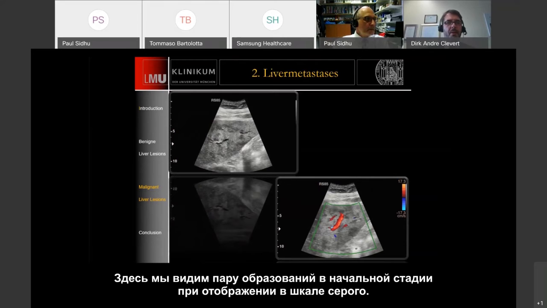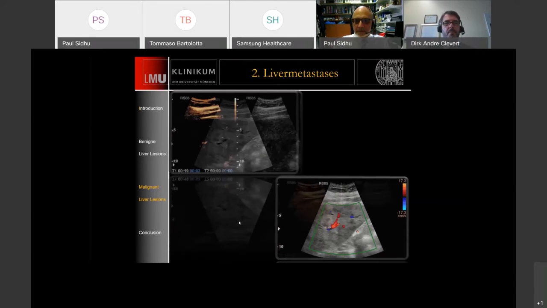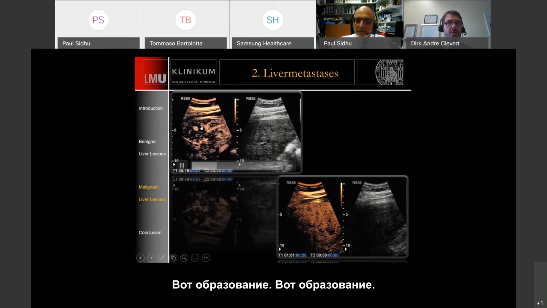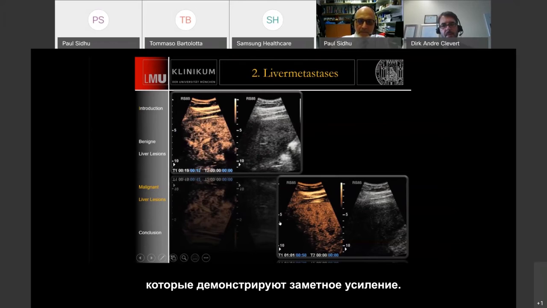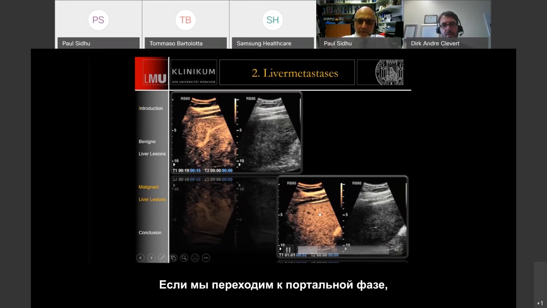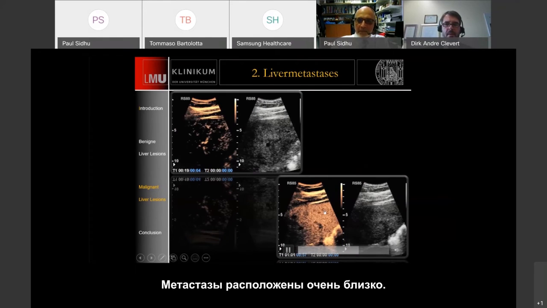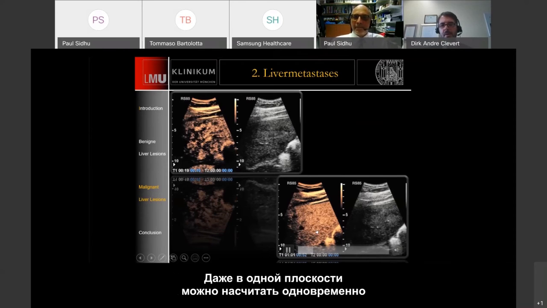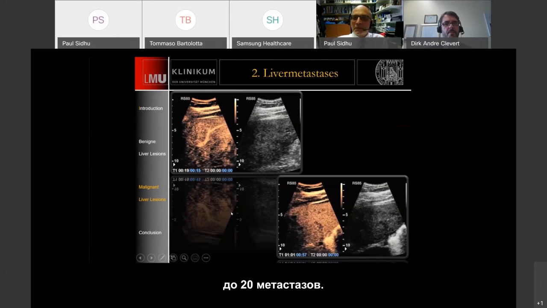Also here we find a couple of hyperechoic lesions in the grayscale. They have no major vessels in the color Doppler, as we've seen here. Once we inject, we see a couple of spots. There's a lesion, there's a lesion. So we see at least 5 or 6 liver mets show up with strong enhancement. And if you go to the portovenous phase, you see plenty of liver mets, unfortunately. Very close liver mets. Sometimes they are less than 1 centimeter, 5 or 6 millimeters, as we've seen here. Even on this single plane, we could cover about 20 liver mets at the same time.